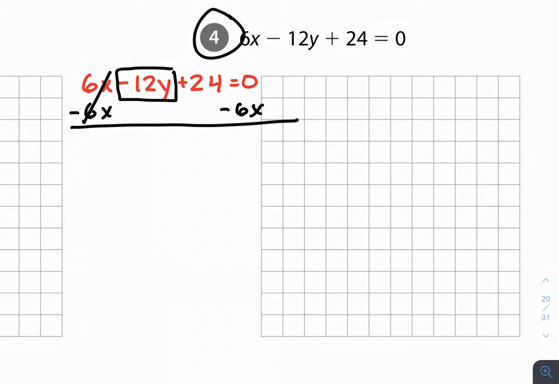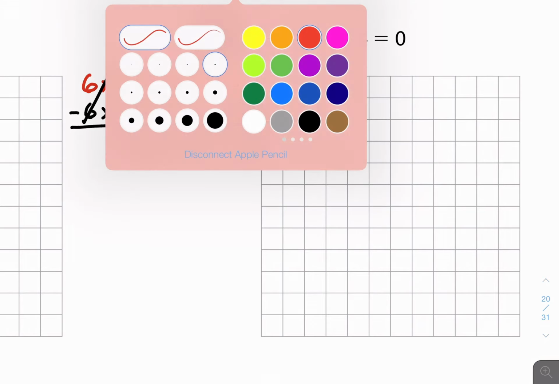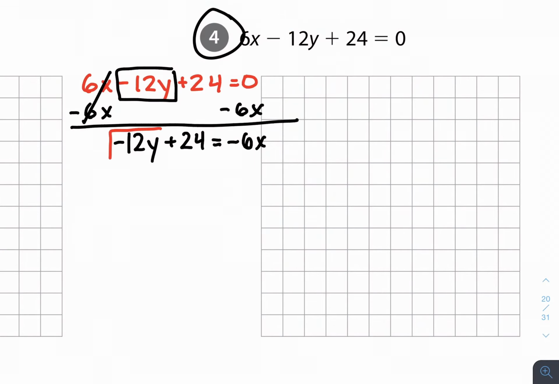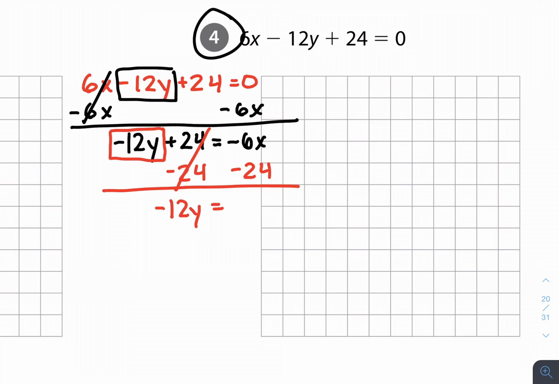It cancels out, and I'll bring down negative 12y plus 24 equals, and this becomes negative 6x. You don't have to write 0 minus 6x, just get rid of the 0. And now, again, trying to move everything away from this term using inverse operations, I'm going to subtract 24 from both sides. That cancels out, and I'm left with negative 12y equals negative 6x minus 24.